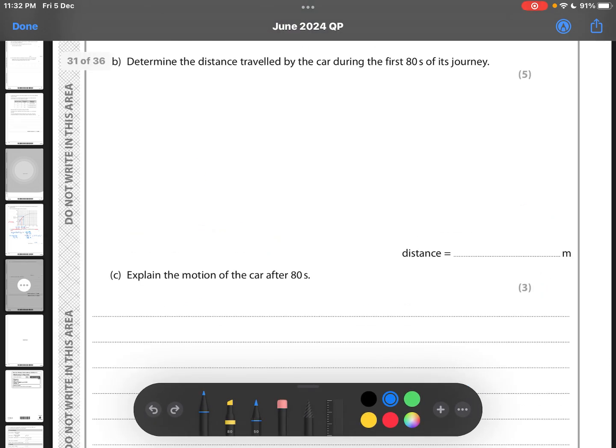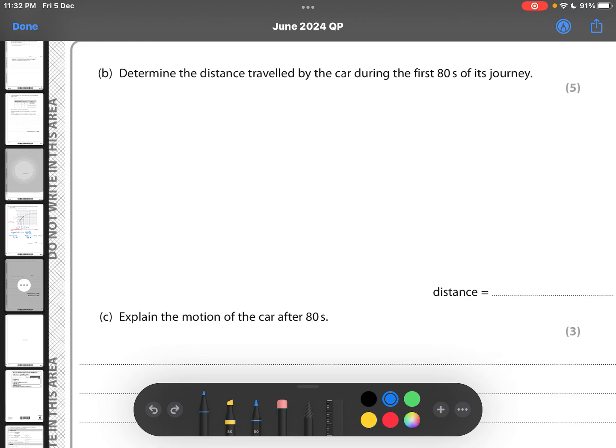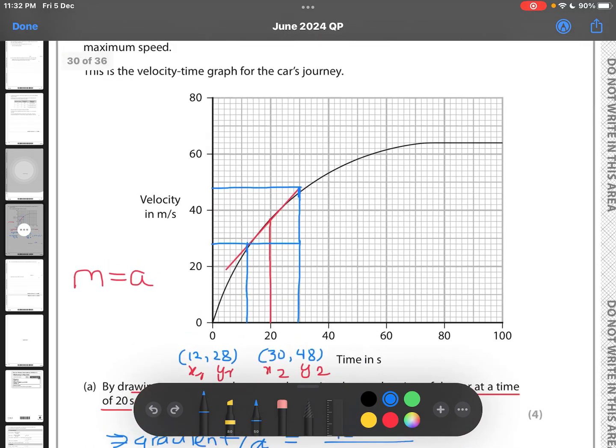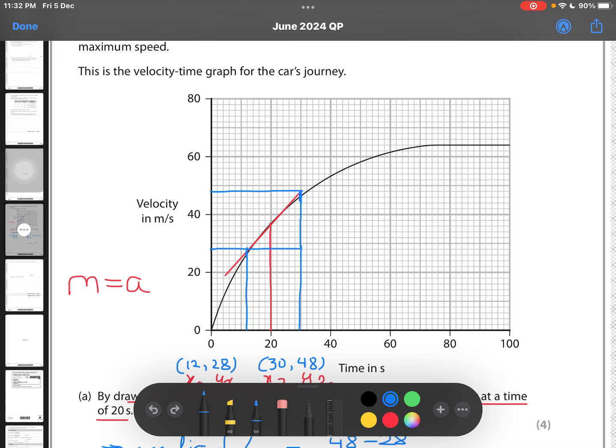Let's move to the next part. Determine the distance traveled by the car during the first 80 seconds of its journey. For the first 80 seconds, it's going to be here, right, till here.